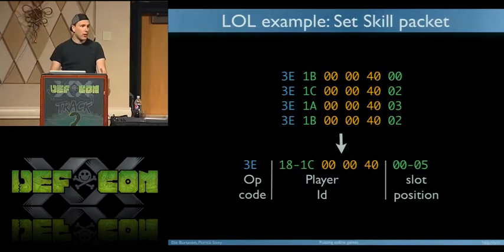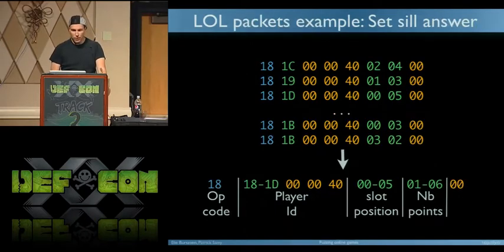So we did this frequency analysis and n-gram, and we got the answer, and the answer is 18. The 18 packet has the same structure: the player ID, followed by the slot position you set, and then the server tells you how much you have. So basically it tells you, for slot position 1, which is 0, 0, you get a skill level between 0, 1 and 0, 6, which is the maximum you can get for a given skill.